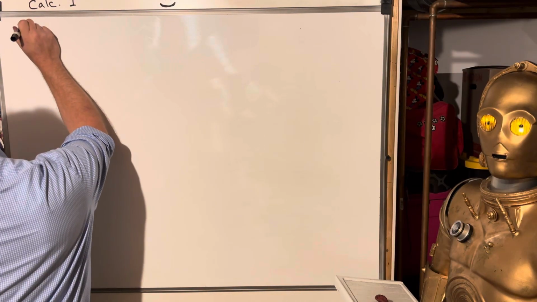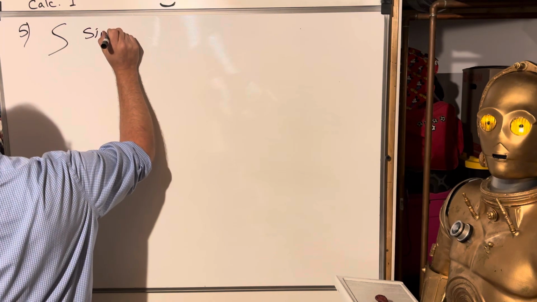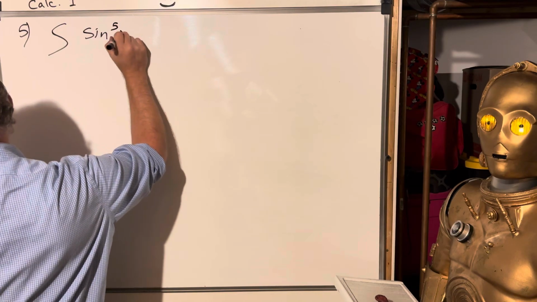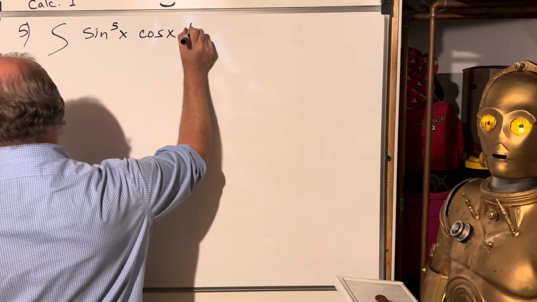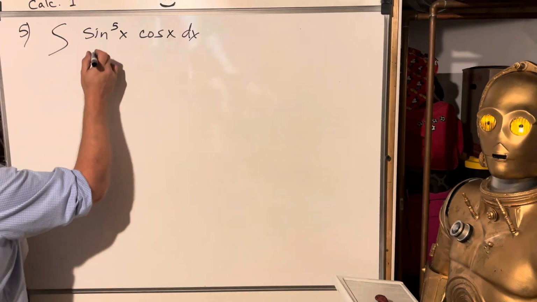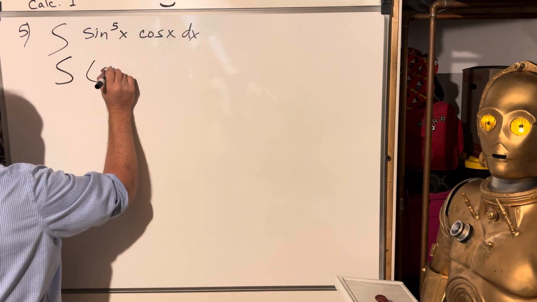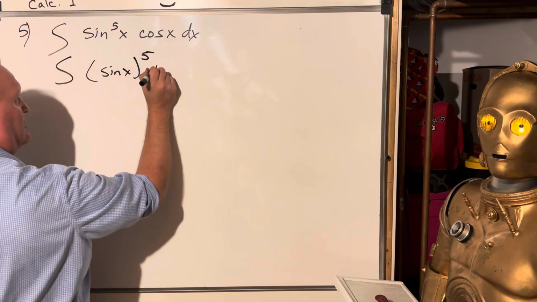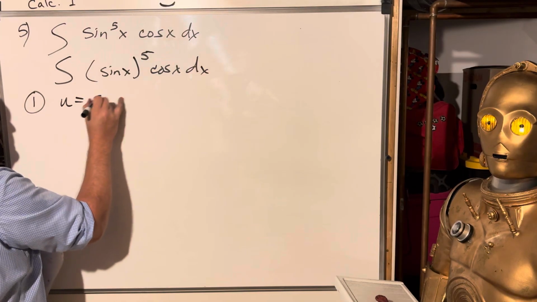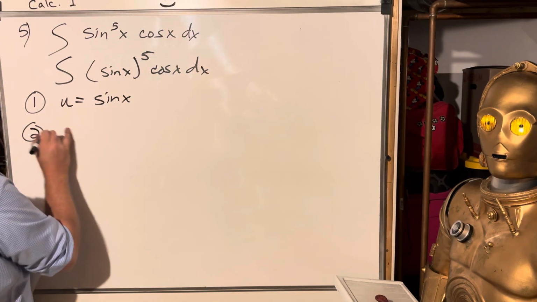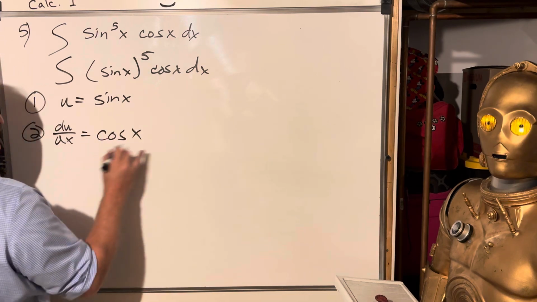Let's take a look at it. We have the integral of sine to the 5th x cosine x dx. So if I pick u to be like this, it kind of is a giveaway, right? Because sine x to the 5th power cosine x dx. So 1, u is going to be sine x, and then du is going to be cosine x dx.